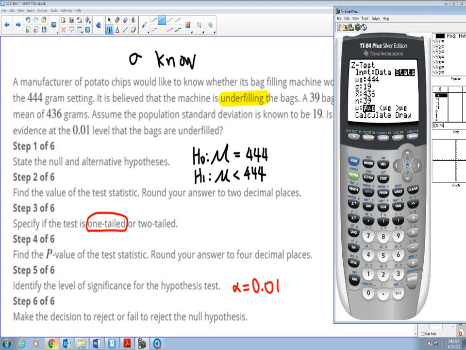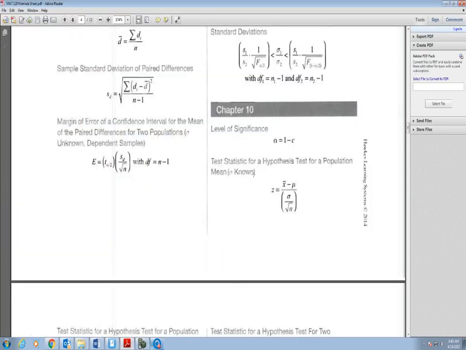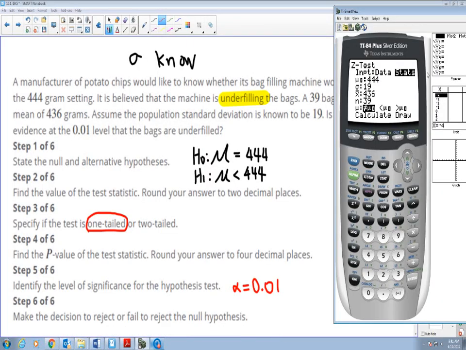The reason I need the sample mean and the sample size is because on the formula sheet, the test statistic is coming from the alternative. Why do they feel the bags are underfilled? Because they took a sample and found the sample mean is less than 444. So we use that information to come up with the test statistic and see where it falls, whether in the rejection region or fail to reject. And we say this is a left tail test. So highlight less than, press enter, and we'll calculate.